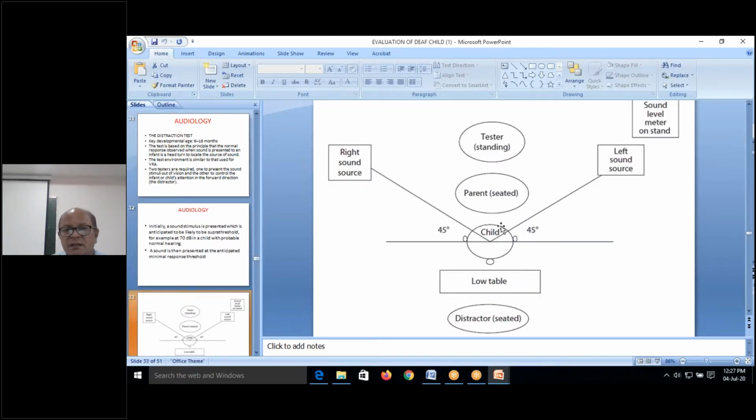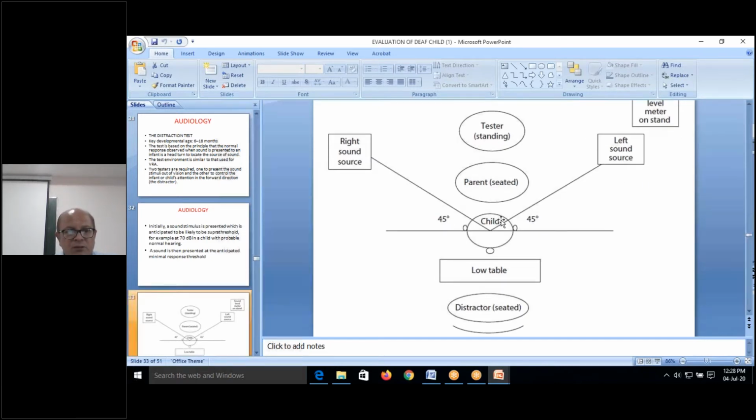Here you see the child sitting here, and the distractor is seated at the table in between. Parents are seated here. Another tester is standing right behind, controlling the sound source, which is at an angle of 45 degrees to the child. The child is facing in this direction, and the sound level meter on a stand is there, and the frequency and decibel are controlled by him. Then they watch for the response.